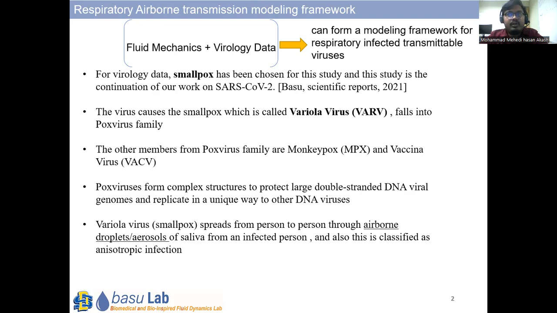This modeling framework has already been introduced by ourselves on the SARS-CoV-2 virus, and has been published in Scientific Reports. For today's talk, I use the biologic data of smallpox. The virus that causes smallpox is the variola virus, which falls into the poxvirus family. The other members of the poxvirus family are the monkeypox virus and the vaccinia virus.